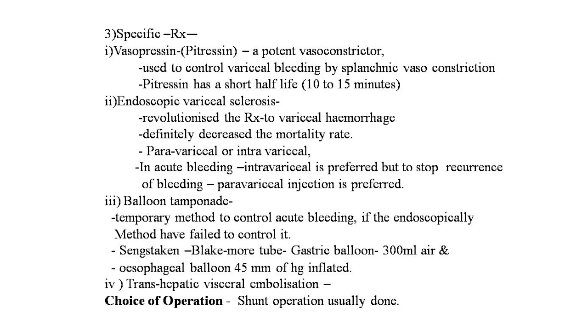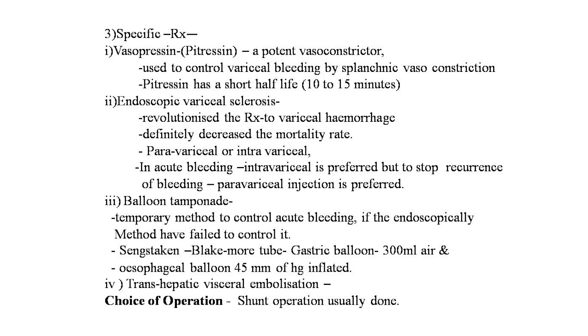Paravariceal and intravariceal injections of STD, sodium tetradecyl, are given through the endoscope into the varices. In acute bleeding, intravariceal injection is preferred, but to stop recurrence of bleeding, paravariceal injection is preferred. In the specific treatment, there is also balloon tamponade, a temporary method to control acute bleeding.